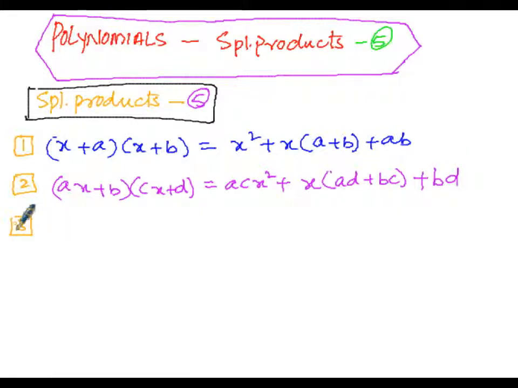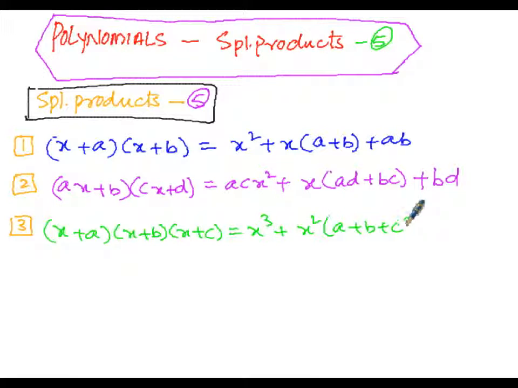The third one is (x + a)(x + b)(x + c), which equals x³ + x²(a + b + c) + x(ab + bc + ca) + abc. So here we are going to prove all this by means of the algebraical method.